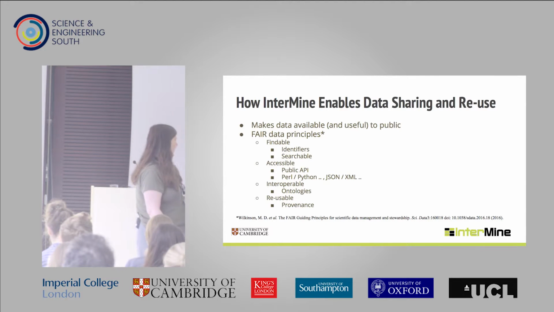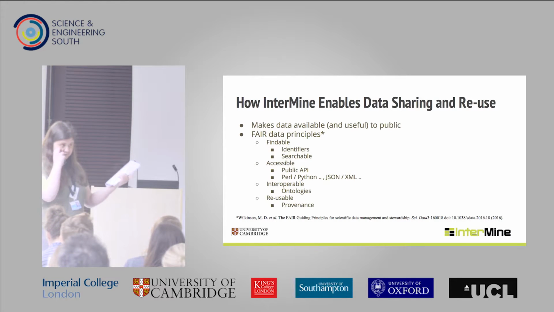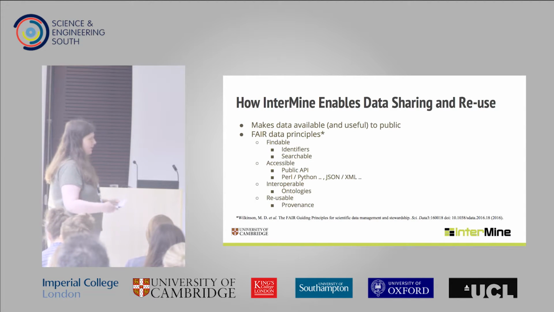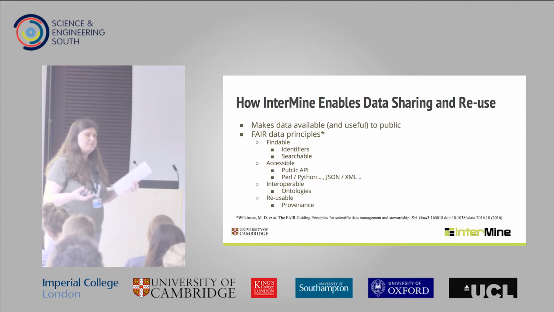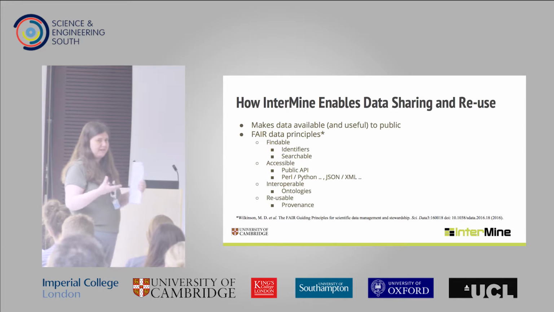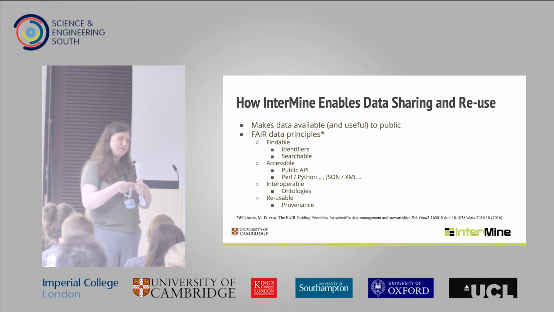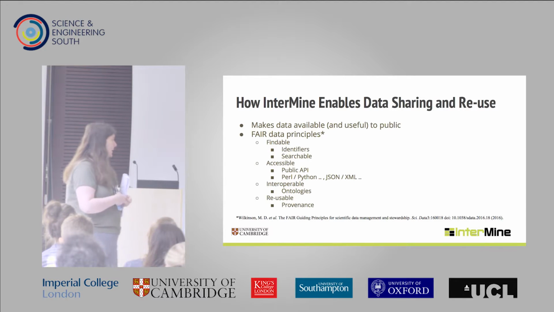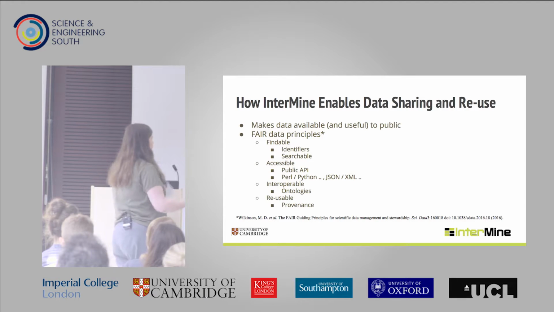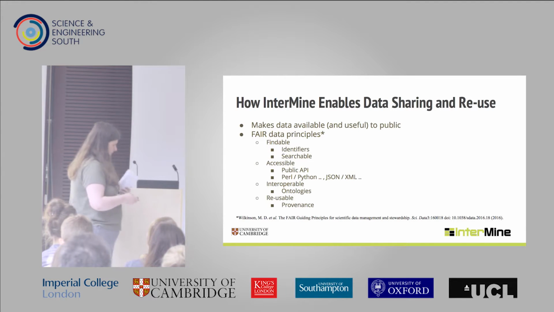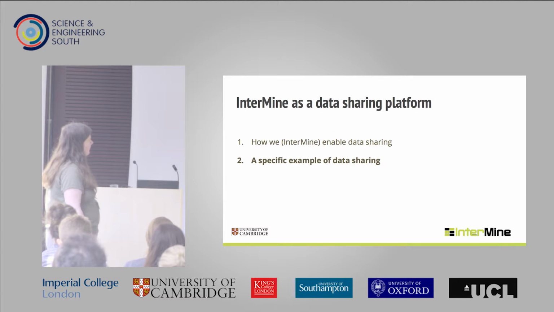We also use ontologies. Our core model is based on the sequence ontology, which is a community-created ontology. An ontology is basically a controlled vocabulary. It's important for data sharing to have a shared vocabulary, so that when I'm talking about a gene, and somebody else is talking about a gene, we're sharing a vocabulary. And that's actually controversial. And then reusable: all the provenance data is available. So that's how InterMine enables data sharing.